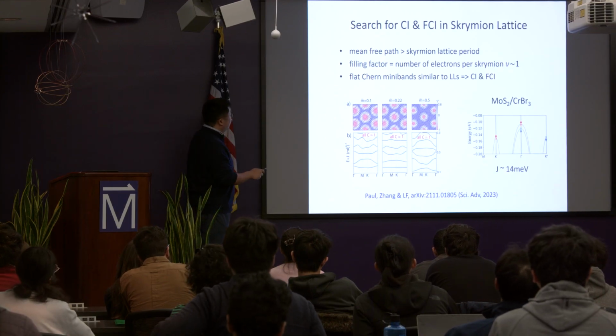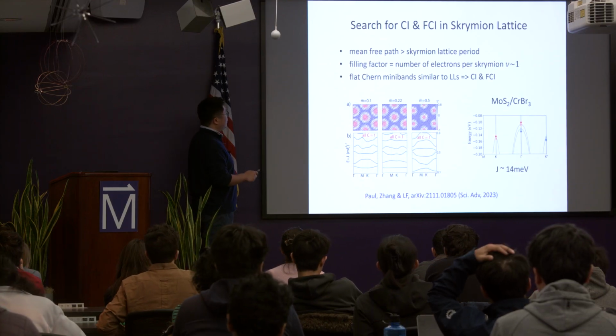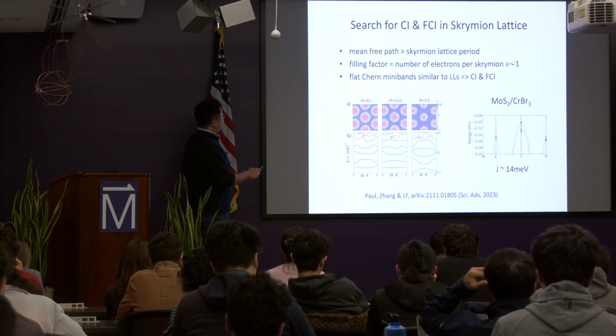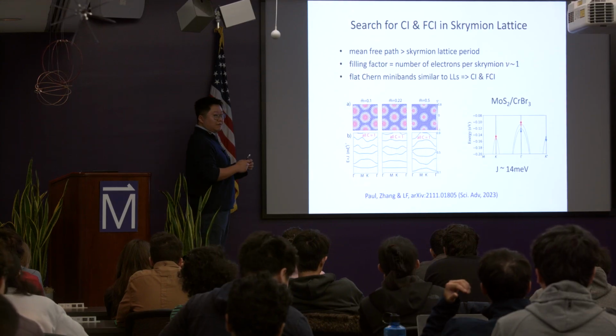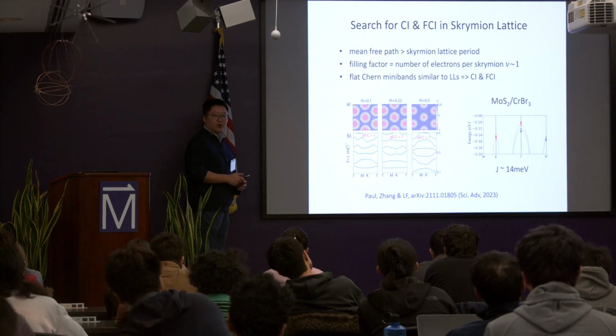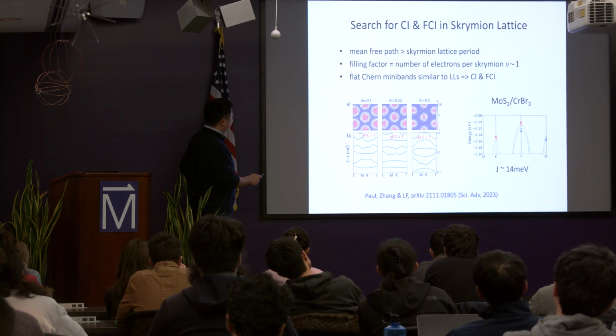Now, just like the condition for quantum Hall effect requires a low density and long mean free path, here in the magnetic skyrmion materials, most of them have a very large skyrmion period, while the mean free path usually is shorter than that. So this is exactly the opposite to what we want.